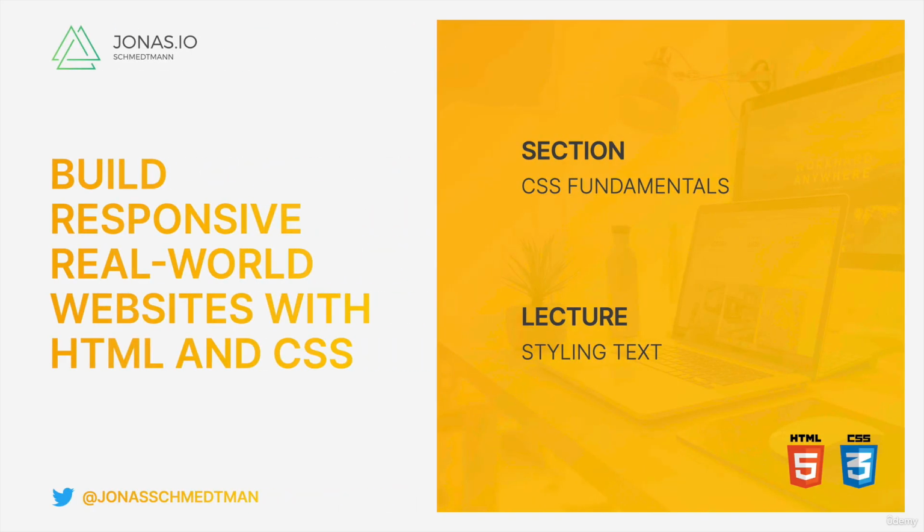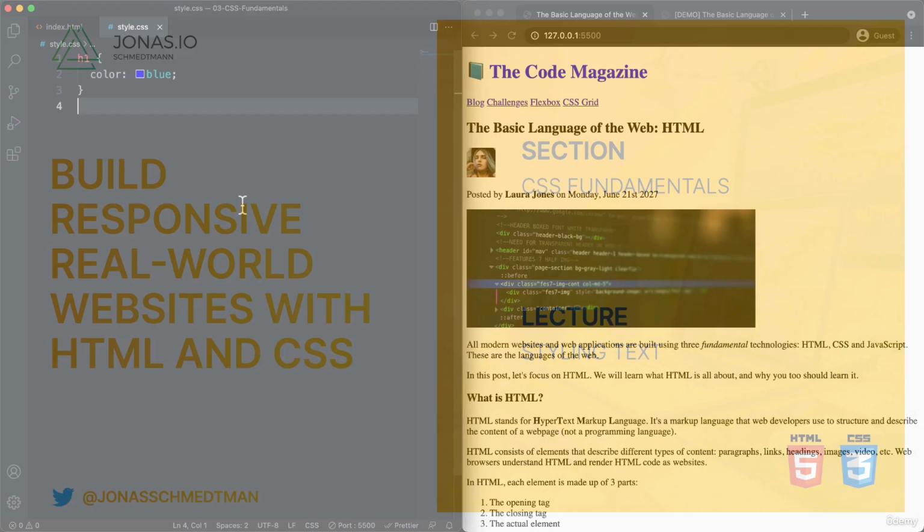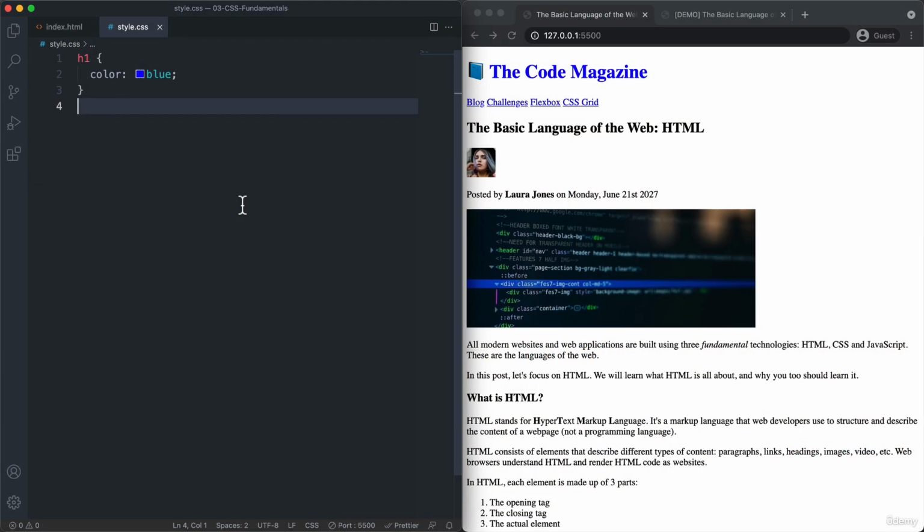In this lecture, we will learn about 6 properties to style text with CSS. And let's just quickly recap what we did in the last lecture.